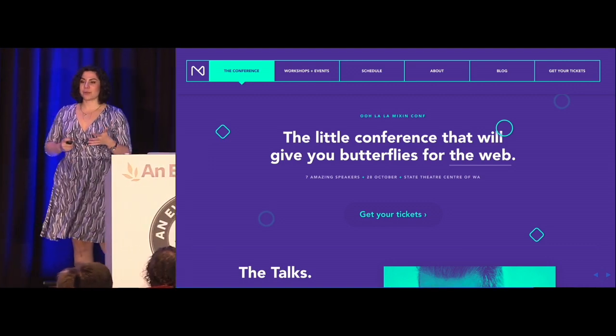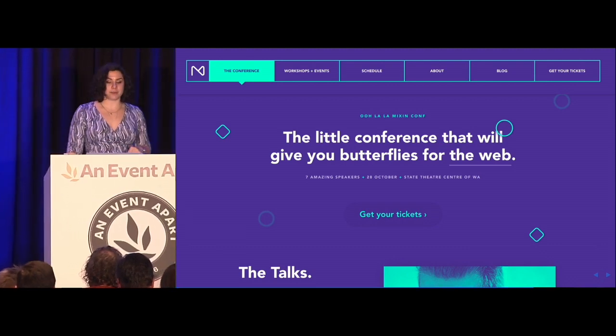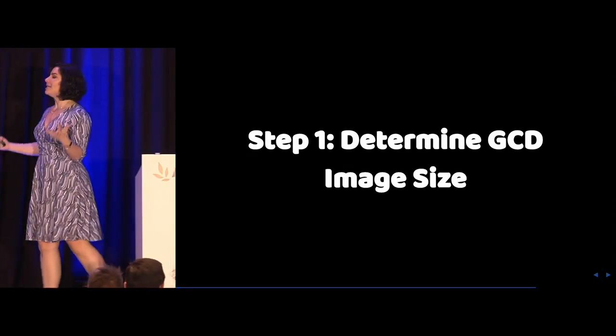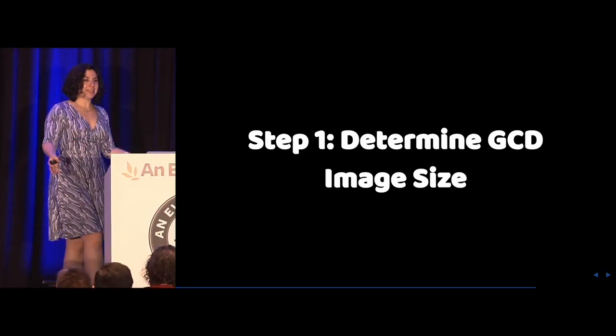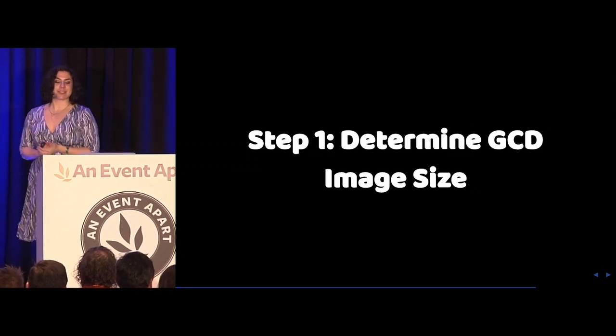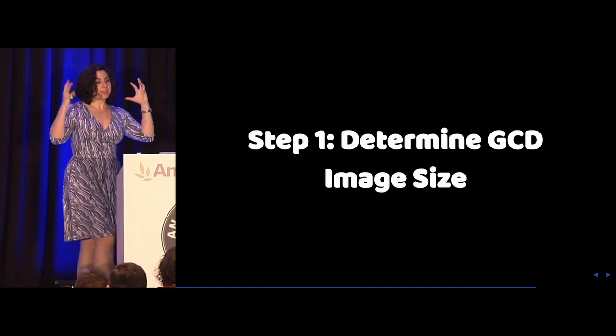And I want to go through how we can do some sweeping changes to make the images smaller on initial load. So step 1 is to determine the greatest common denominator image size. This is the lazy way to cut these images. GCD is a term I remember from middle school math, but we're looking for the biggest place that image is used on the site.